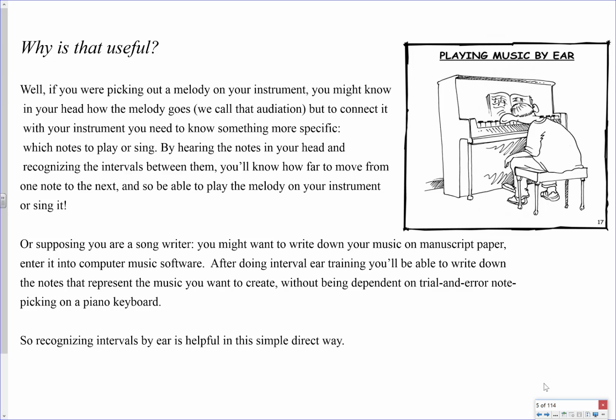Why is that useful? Well, if you were picking out a melody on your instrument, you might know in your head how the melody goes. We call that audiation. But to be able to connect it with your instrument, you need to know something more specific, like which notes to play or which notes to sing. So by hearing the notes in your head and recognizing the intervals between them, you'll know how far to move from one note to the next. And so you'll be able to play the melody on your instrument or sing it.